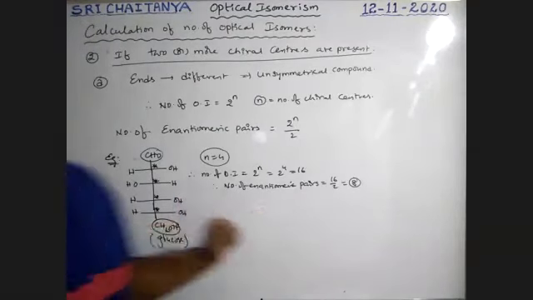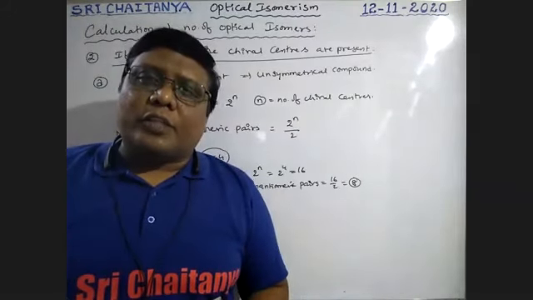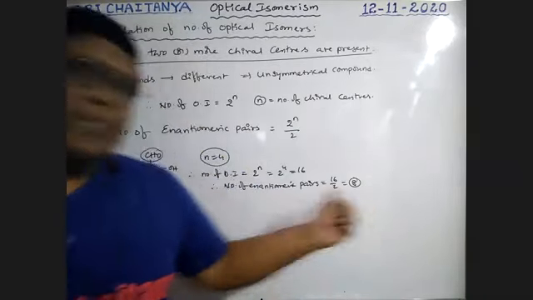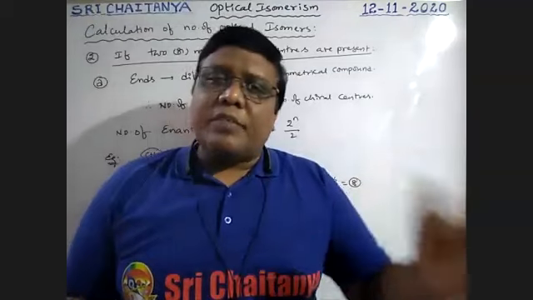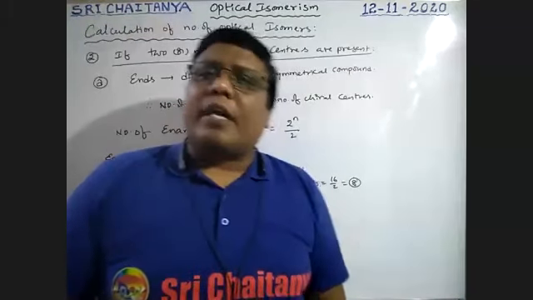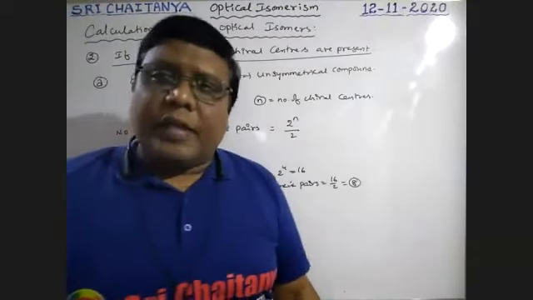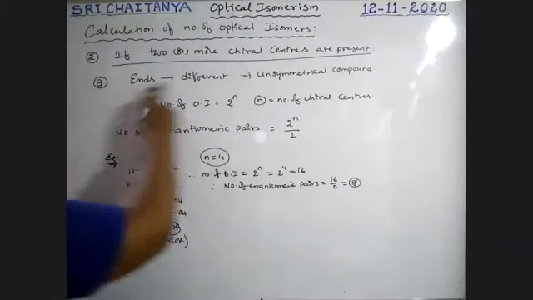So like this, boys, if the ends are different, 2 power n is the total number of optical isomers. The number of enantiomeric pairs is 8. That means 8 forms are D and 8 forms are L. 8 forms are dextrorotatory compounds and 8 forms are levorotatory compounds. Like this, it is possible. Next one. Here the ends are different.